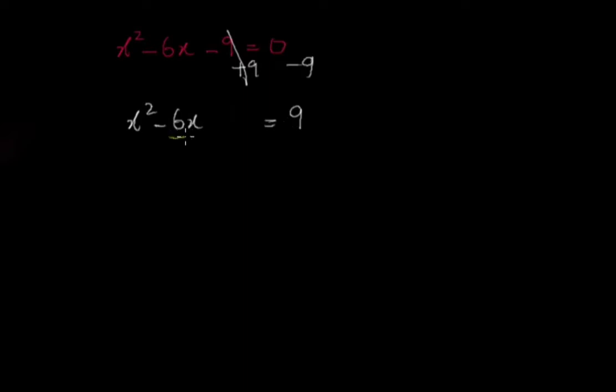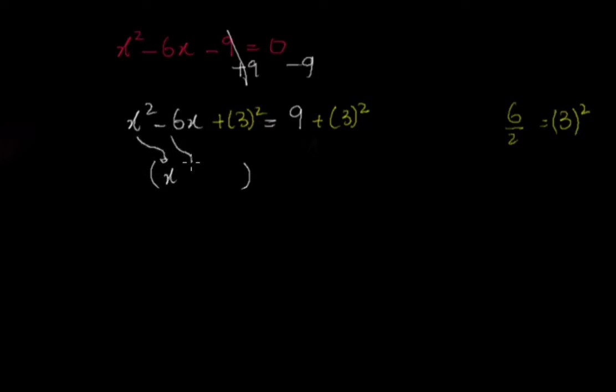So what's half of -6? If we divide it by 2, we get 3. And whatever quantity you get, you must take the square of it and then add it on both sides. So we add 3 squared on both sides. Now how can we factor the left hand side? So it's going to be (x - 3) squared, and 3 squared is 9, so 9 plus 9 is 18.